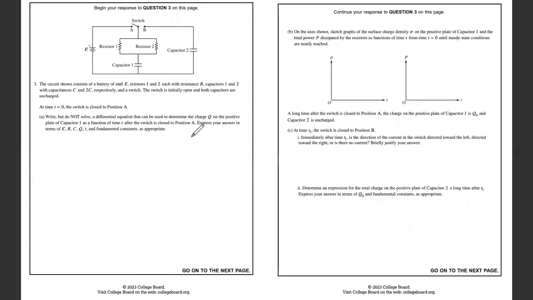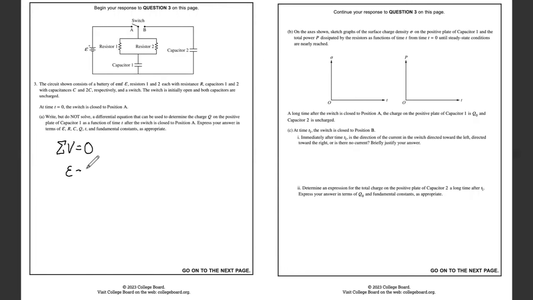solving these. So, all right, we are given finally our circuits question, right? RC circuit. 2 resistors, 2 capacitors, right? But do not solve a differential equation that could find charge on the positive plate of capacitor 1 when the switch is closed at position A. Differential equations in circuits always use Kirchhoff's loop rule. Sum of all voltages in a closed loop is 0.